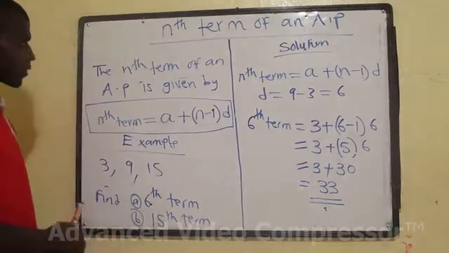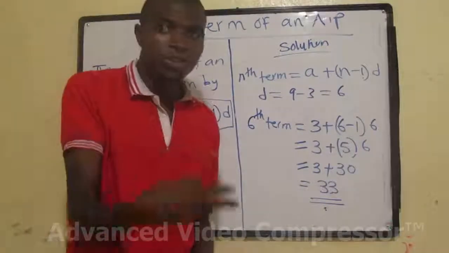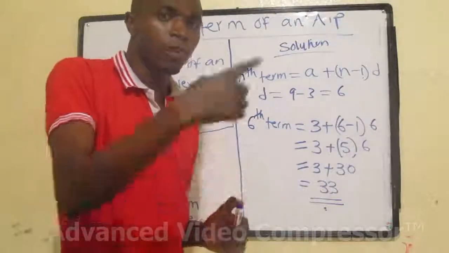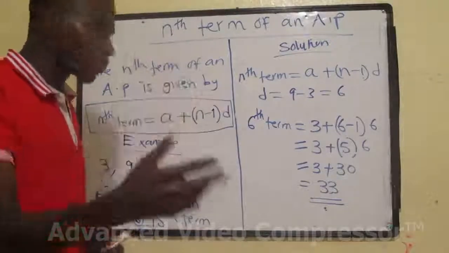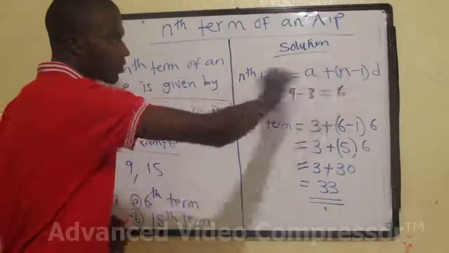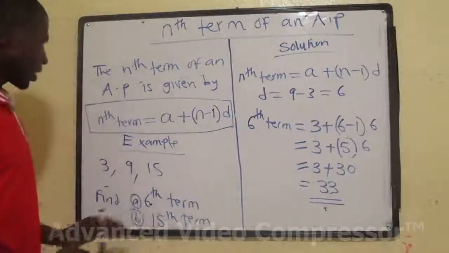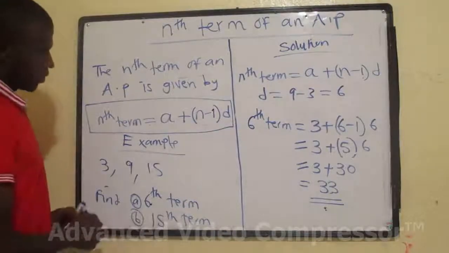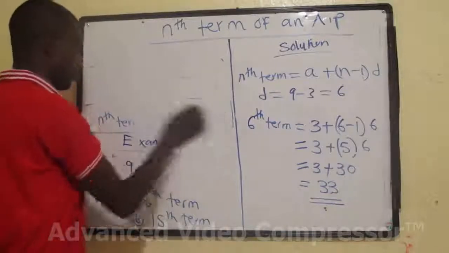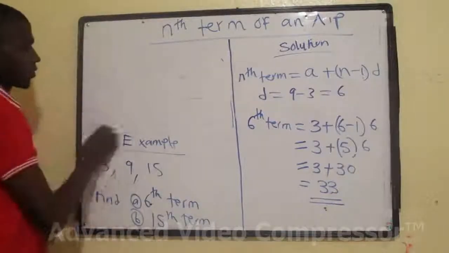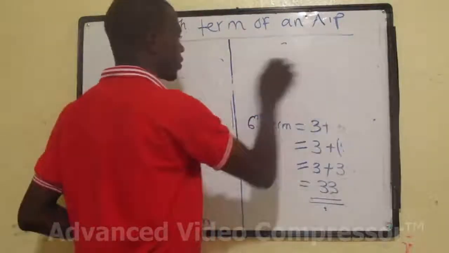Okay, what about the 15th term? How do we find the 15th term? Do we need to constantly continue adding the number that we're adding for us to find the 15th term? No. We cannot do that because it will take us a lot of time. So the easiest way is by using this formula. It will be very easy for us to know the next step. Okay, let us try to use the same formula to find the 15th term, and see the answer that we are going to find.